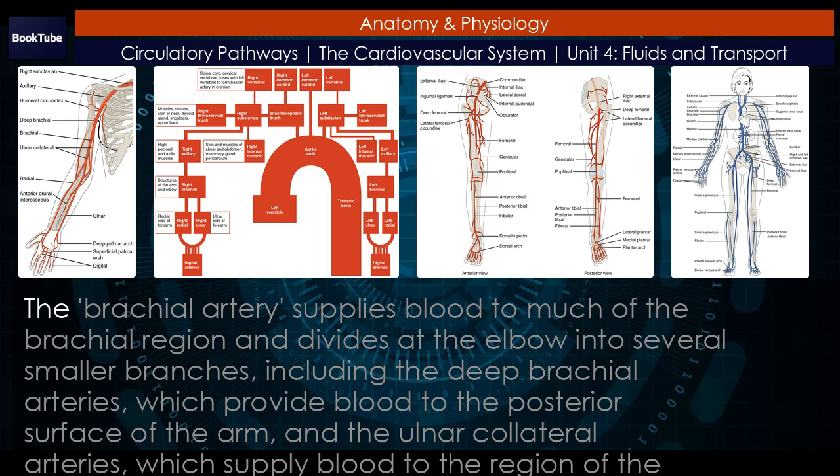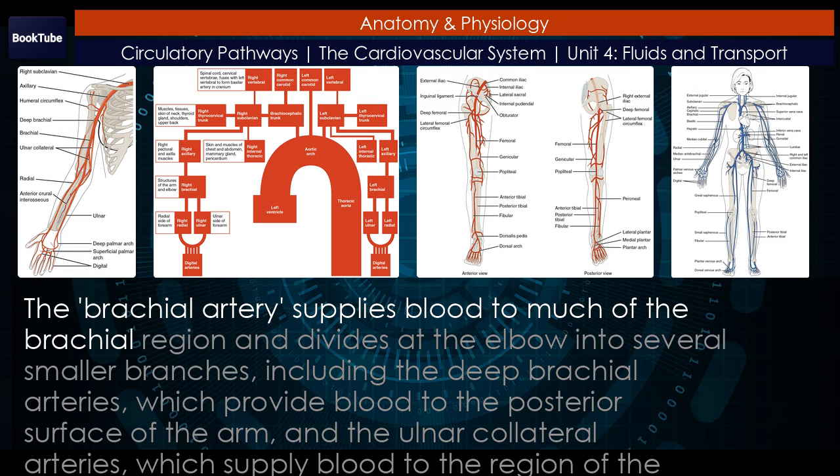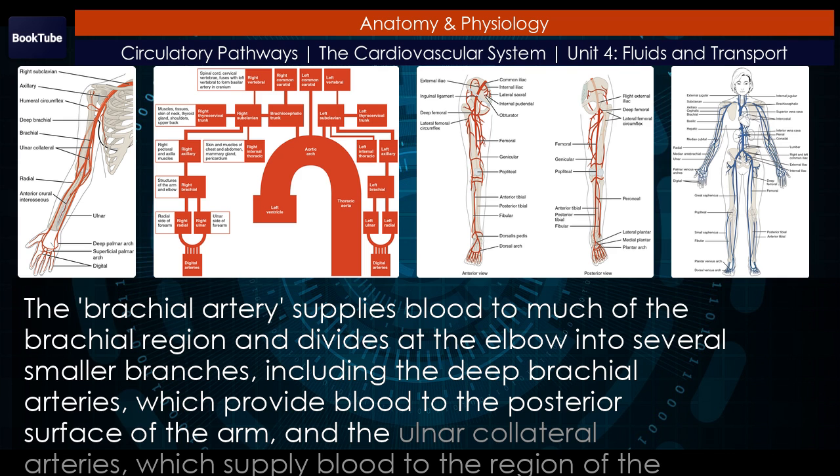Figure 10. The brachial artery supplies blood to much of the brachial region and divides at the elbow into several smaller branches, including the deep brachial arteries, which provide blood to the posterior surface of the arm, and the ulnar collateral arteries, which supply blood to the region of the elbow.